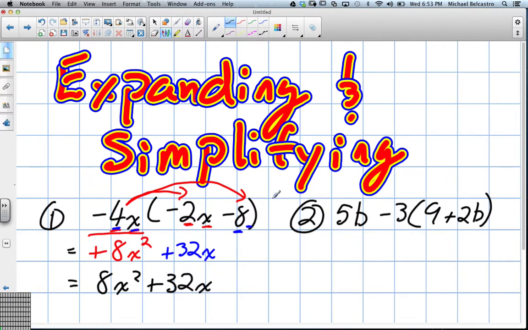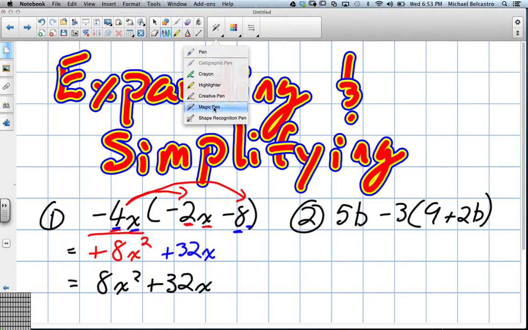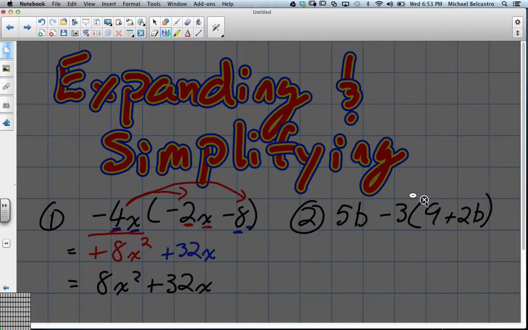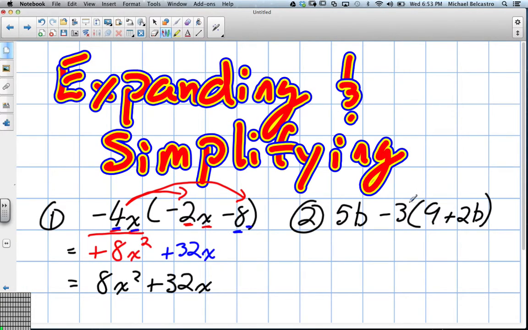Now, in the second one, I have a value, and then again, we're stuck with negative 3, and there's nothing here. So if there's nothing there, what do we assume the operation is? Addition. No, multiplication. Yeah, that's right. So we need to multiply this negative 3 by both of the terms. That's what we're going to do first. We're not going to worry about this first term here. We're going to do this multiplication: negative 3 times 9 and negative 3 times 2b. So the 5b will stay over here.